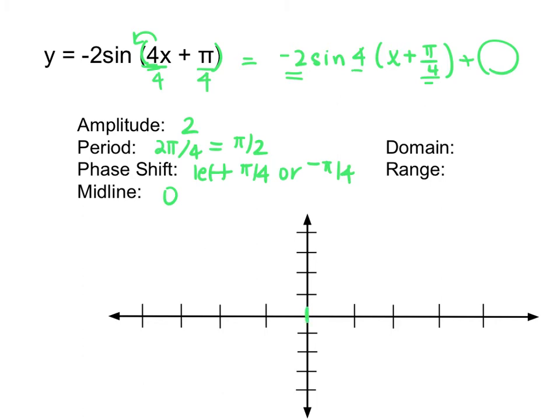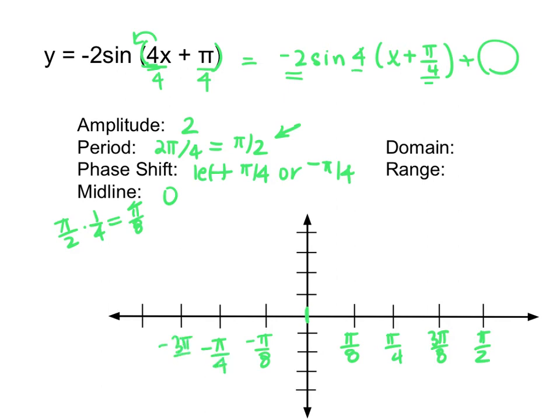We have a period of pi over 2. So if I take pi over 2 and I divide that by 4, it's the same as multiplying by 1/4. It is pi over 8. This is 1 pi over 8. 2 pi over 8 is pi over 4. 3 pi over 8. 4 pi over 8 is pi over 2. So you're just counting by pi over 8s, adding 1 to the top every time and reducing your fraction. And there we have it. But, midline. Let's go ahead and do our midline. That is on 0.